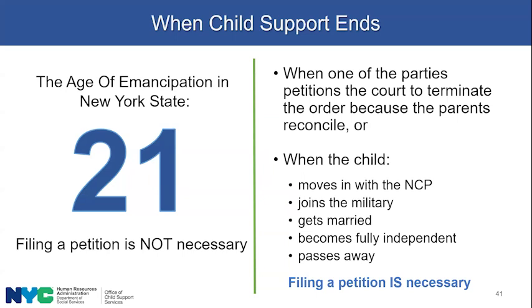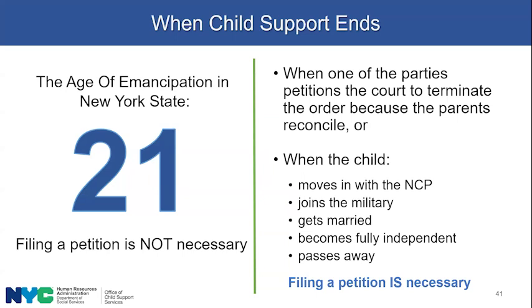Cases can also terminate when the child joins the military, gets married, becomes a YouTube sensation or an influencer at age 17 and becomes fully independent, or unthinkable, passes away. For any of those conditions, filing a petition is necessary for us to know of the circumstances and to make the right decision as to whether or not to terminate the order.